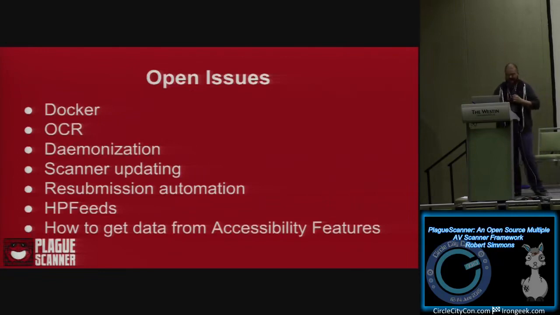And then lastly, if anyone is a Windows programmer, let me know. I need help in that department, because I need to get the accessibility data out of the accessibility features and then basically into text that I can process using Python.